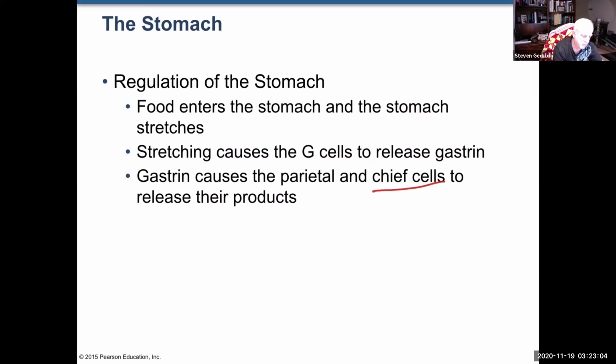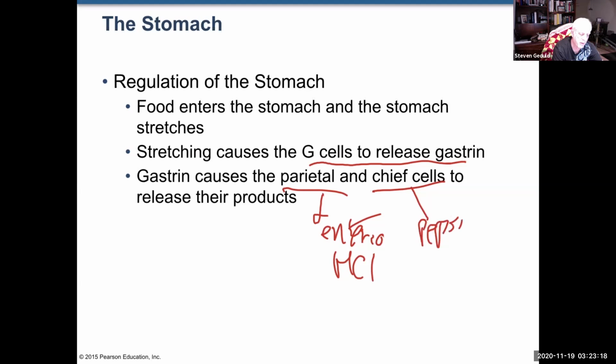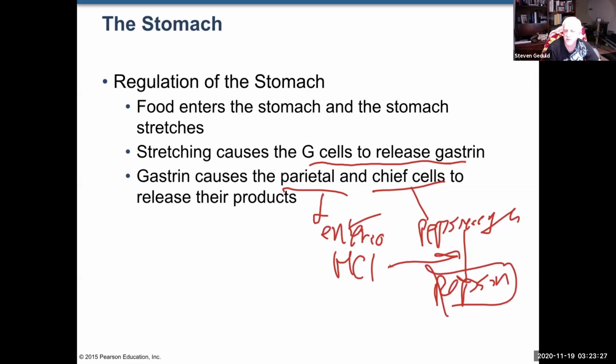Okay, so let's see. So the G cells release gastrin. Gastrin causes parietal cells and chief cells to release, and intrinsic factor. Okay, and hydrochloric acid. The chief cells produce pepsinogen, which by hydrochloric acid goes to pepsin. And the pepsin starts to dissolve the proteins. Okay. So when the stomach is stretched, that's what happens. That's how it produces the enzymes to start breaking things down.